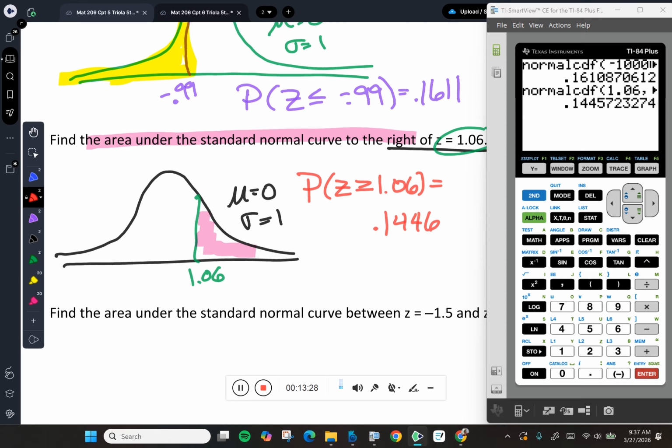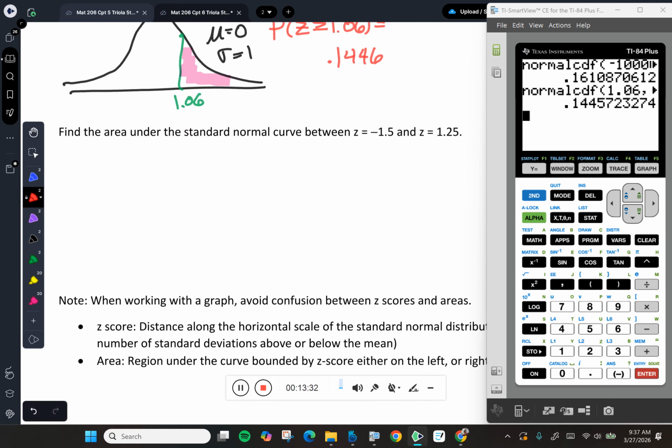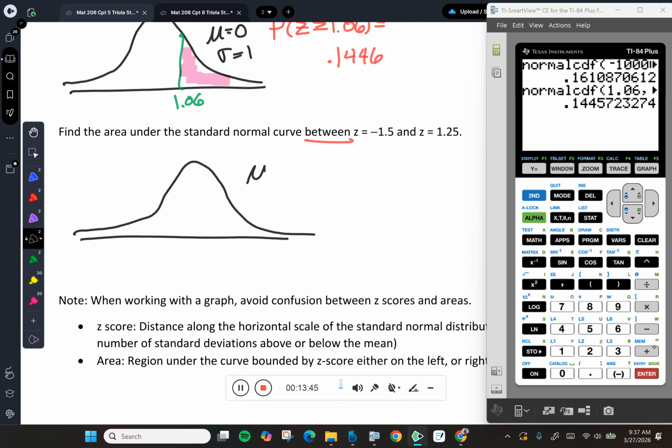So left tails, right tails, no worries, I can do these. All right, what are they asking here? Find the area under the curve between. Oh, okay, between. So this is going to be a strip in the middle problem. Again, I'm looking at z-scores, so I know I'm dealing with a standard normal curve where mean is 0, standard deviation is 1, from negative 1.5 to 1.25, and they want that in the middle.